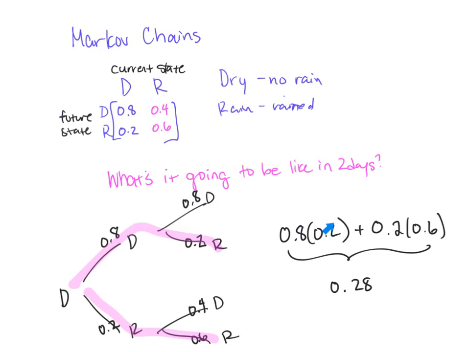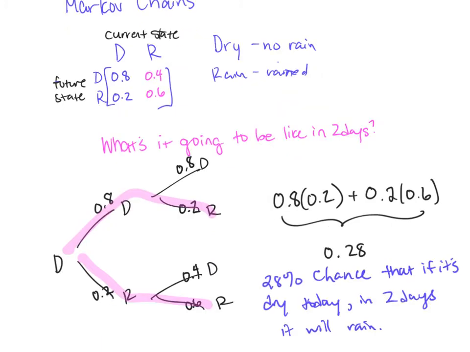So 80 and 20, 20 and 60, that gets a total of 28% chance that if it's dry today, it rains tomorrow. 28% chance that if it's dry today, in 2 days, it will rain. Okay, so you can do this, but if you're going to ask for like 15 days, this is going to suck. It's just too much. You don't want to do it because it's too many things.